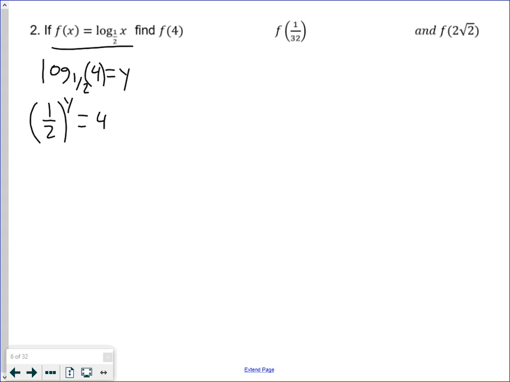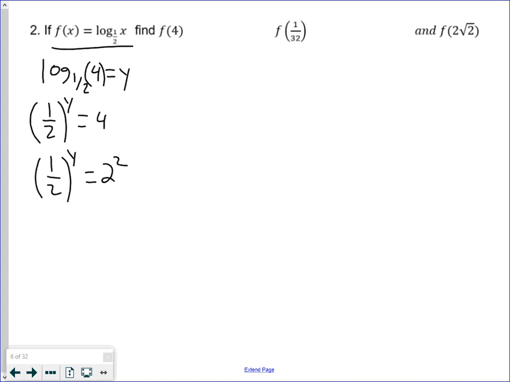So once we change it to exponential form, now we need to make sure that we have the same base on both sides. So on the left side, we have 1 over 2 all to the y power, that equals 4. So 4 is the same thing as 2 squared. But we need a base of 1/2, not 2. So what we're going to do is the same thing we did before.